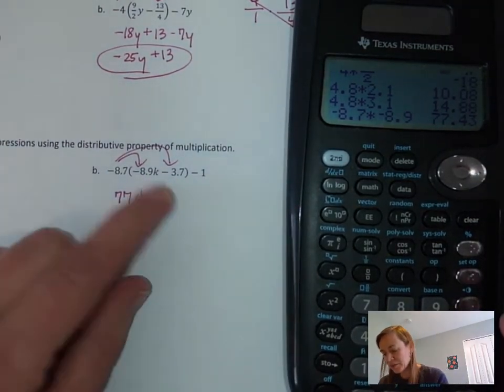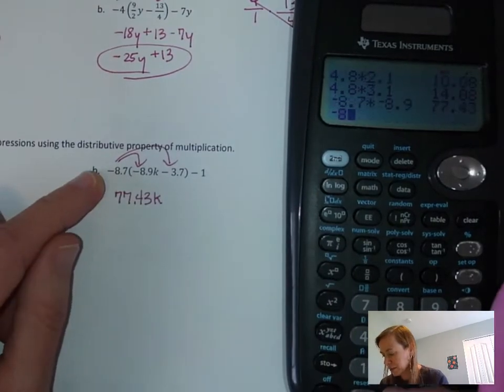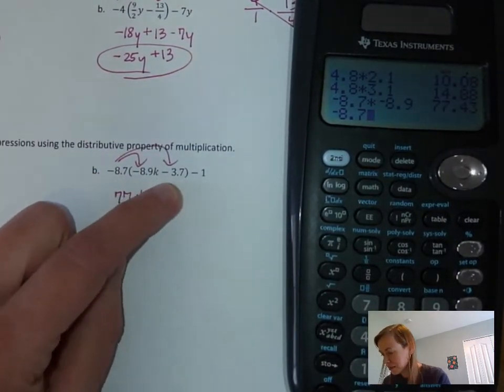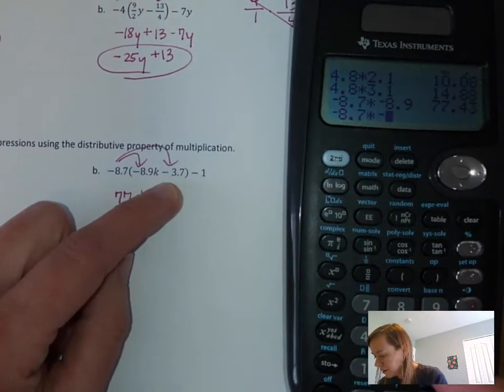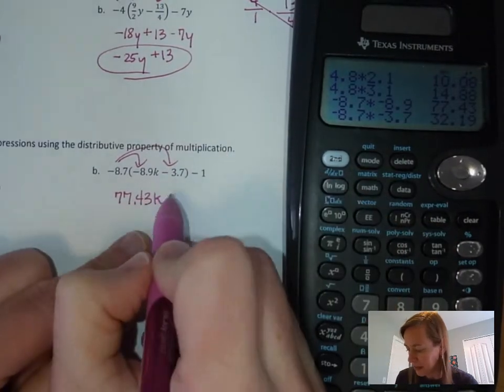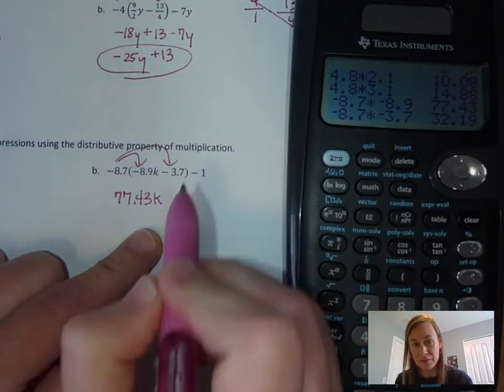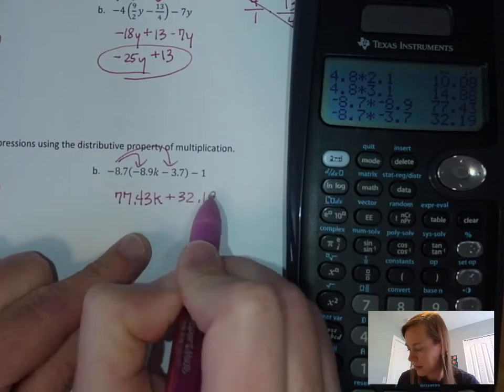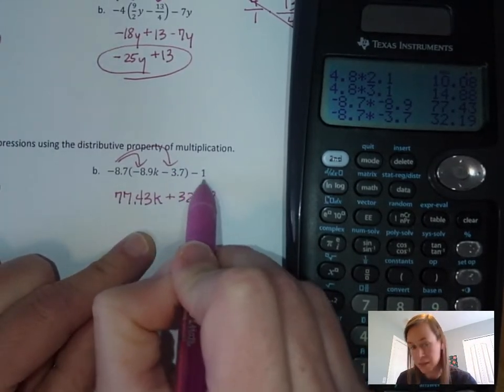All right, now let's do the next one. We're going to have that -8.7 times -3.7, and that gives 32.19. So it looks like it's a positive number, so I'm going to write a plus here, 32.19, and then I'm just going to bring down that -1 from over here.